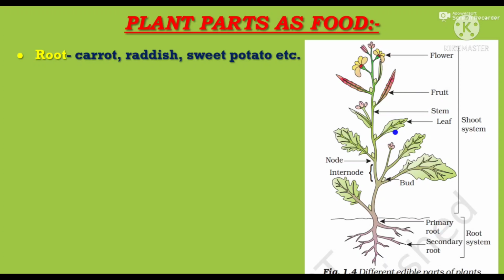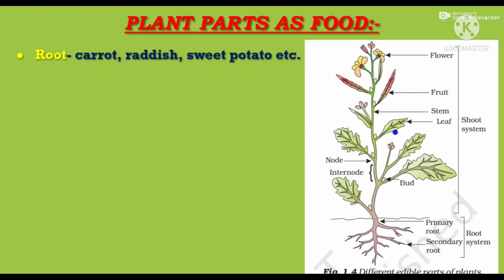So here is the shoot system and root system. At the top there is flower, then fruit, stem, leaf, then node, internode, bud, primary root, secondary root. So these are the different parts of plants. But we can't eat all the parts of a plant. We have to eat only the edible parts, and edible parts may differ from plant to plant.